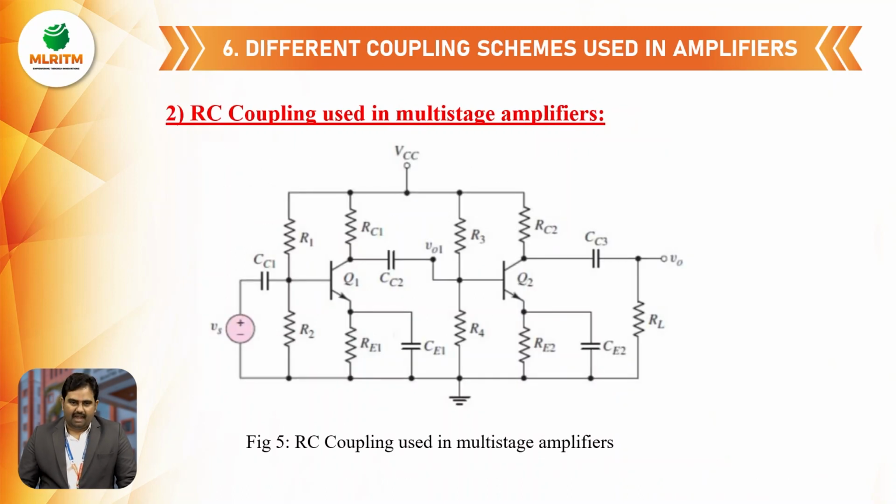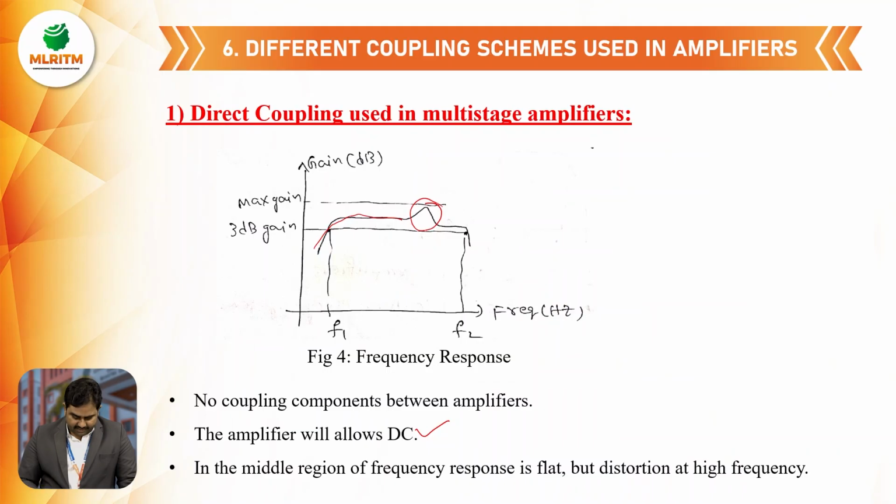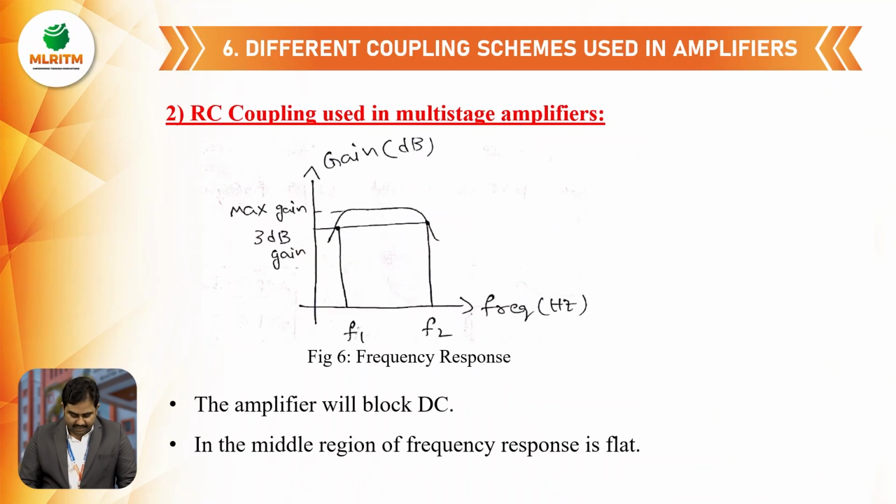So coming to the next one, RC coupling. Here, the first transistor output is connected as the second transistor input with the help of a capacitor. So we can connect two amplifiers with the help of either a resistor or a capacitor. Here we have used the capacitor. In the first case, we have seen some distortion across the frequency response. By using the RC coupling, we can avoid the distortion. And if you observe the frequency response, its surface is flat. There is no distortion at all. It is one of the advantages of this RC coupling scheme.